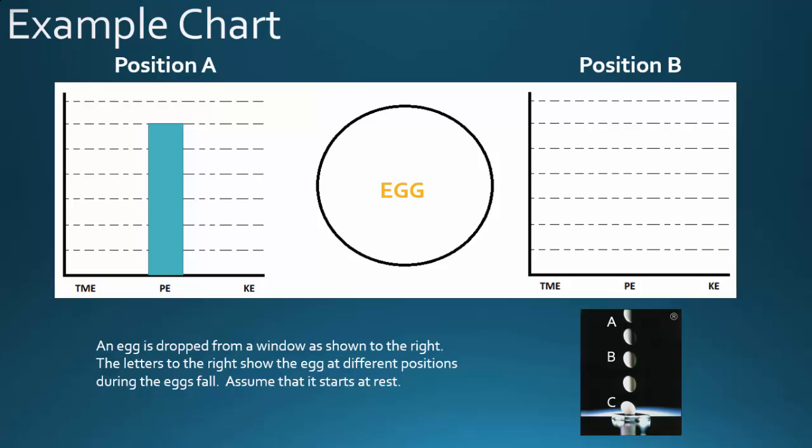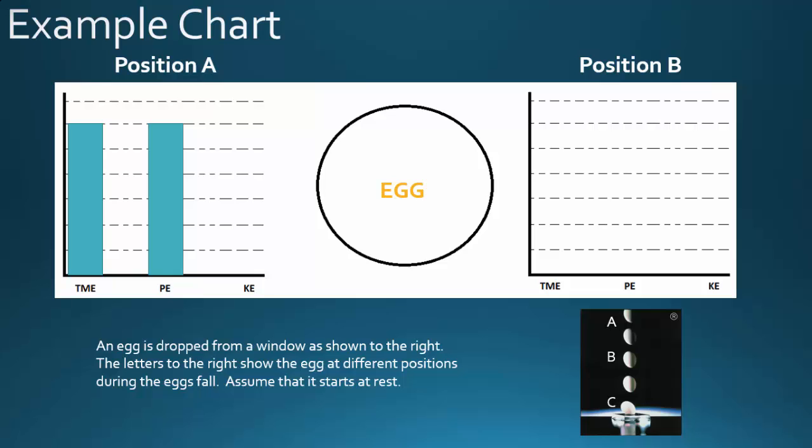Now, because the egg is initially at rest, that means the egg isn't going to have any kinetic energy. So I'm not going to put in a bar for kinetic energy because it's not moving at position A. What this means is that all of the energy that the egg has at the start is in the form of potential energy. So the total mechanical energy is equal to the potential energy that the egg has.